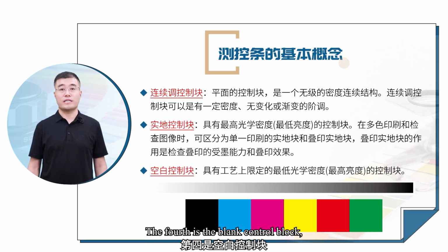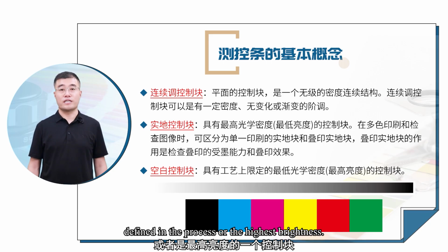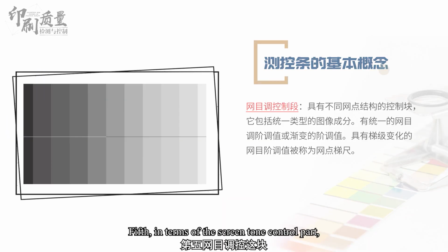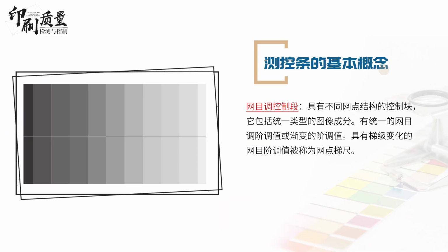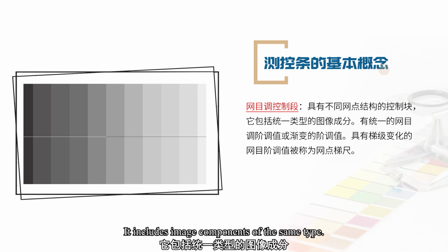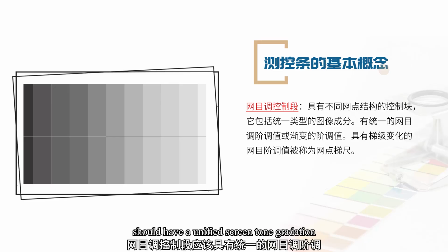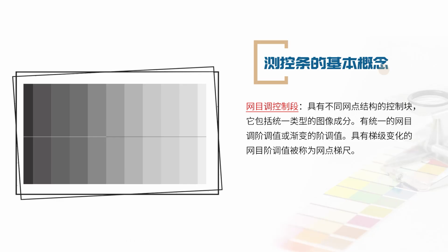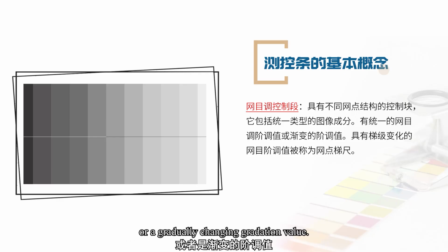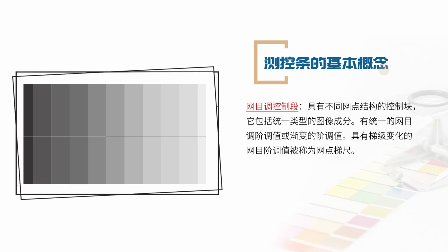The fourth is the blank control block, which is a control block with the lowest optical density, defined in the process, or the highest brightness. Fifth, in terms of the screen tone control part, it is a control block with different dot structures. It includes image components of the same type. The screen tone control segment should have a unified screen tone gradation, or a gradually changing gradation value. The screen tone value with a step or step change is what we call the dot step scale.